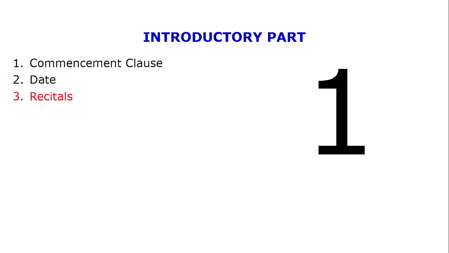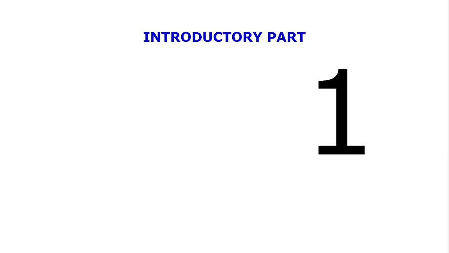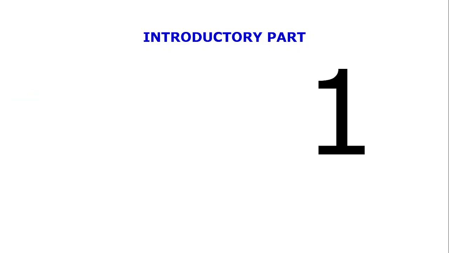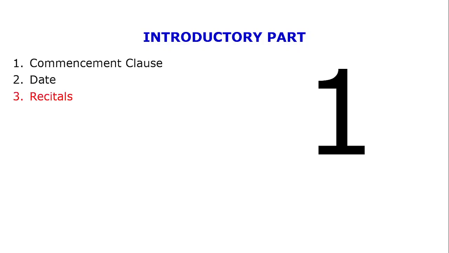So if you are asked for the introductory part of a power of attorney, you have the commencement clause, you have the date, and you have the recitals. So the introductory part of a power of attorney includes what? Commencement clause, date, yes, recitals. I always ask us to go back again: commencement clause, the date, and recitals.